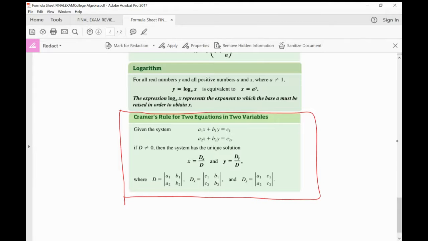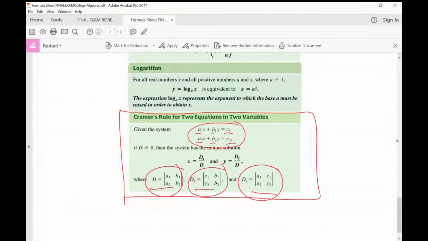Okay, so a couple things we're going to have to find. We're going to have to find 3 determinants. And so I want you to notice the way the equations are written. The A's are the numbers in front of the X's, the B's are the numbers in front of the Y's, and the C's are the constant terms, or the terms on the other side of the equal sign. So I'm going to use each of these formulas here to find my determinants.